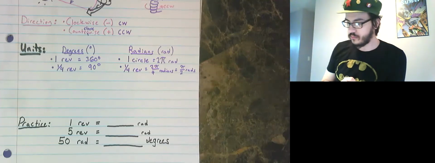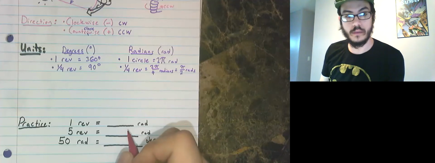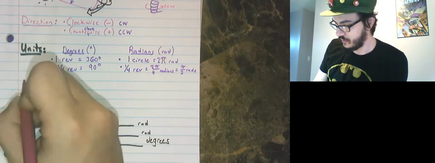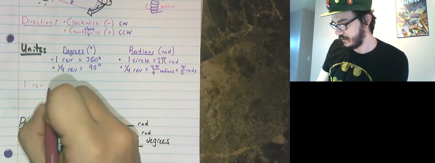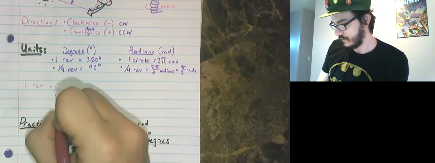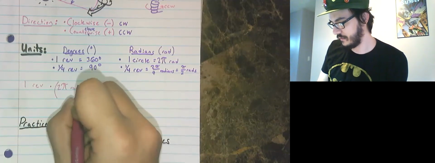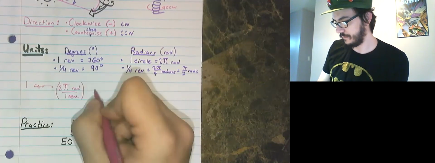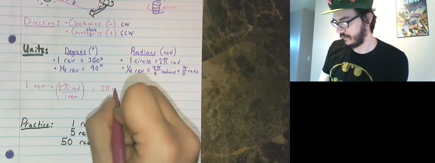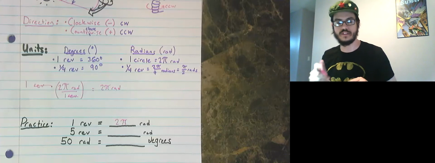Some practice ones. 1 revolution in radians. Well, we'll do it like a simple unit conversion. 1 revolution. There are 2 pi radians in 1 revolution. 2 pi radians. Okay, we'd already done that one. That's your simple warm-up one.